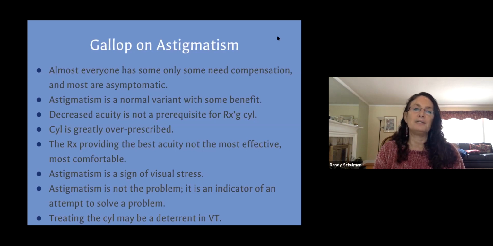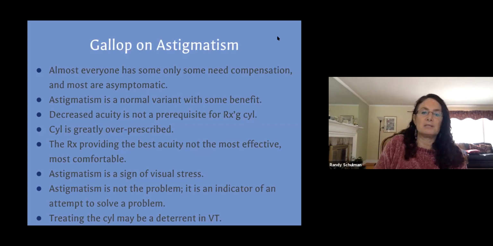Really what you want to give them is a prescription that will eliminate stress. And he believes that astigmatism is a sign of visual stress. Astigmatism is not the problem. It is an indicator of the individual's attempt to solve a problem. And actually by treating the astigmatism, you're making it more difficult to treat them in vision therapy. And I would say I agree on a lot of this.